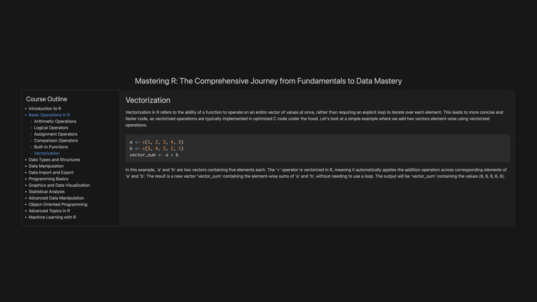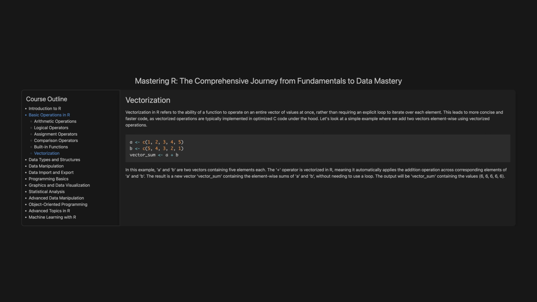Vectorization. Vectorization in R refers to the ability of a function to operate on an entire vector of values at once, rather than requiring an explicit loop to iterate over each element. This leads to more concise and faster code, as vectorized operations are typically implemented in optimized C code under the hood. Let's look at a simple example where we add 2 vectors element-wise using vectorized operations.